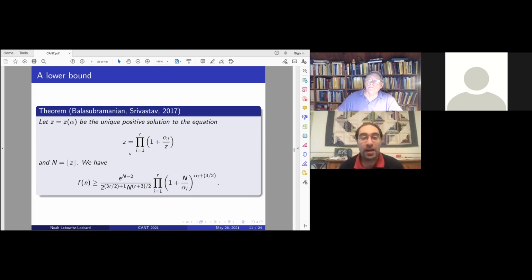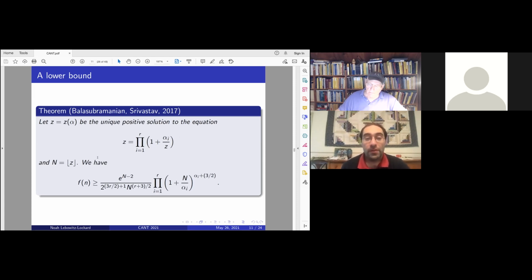It's not immediately obvious that there's one positive solution to this, but what happens is Z is actually increasing. That's an increasing function, but this product on the right is decreasing. So initially, for very small values of Z, this product is much larger than Z, but eventually Z is increasing and the product is decreasing. So there is exactly one positive solution, and we call that Z. And then we're going to let N be the floor of Z.